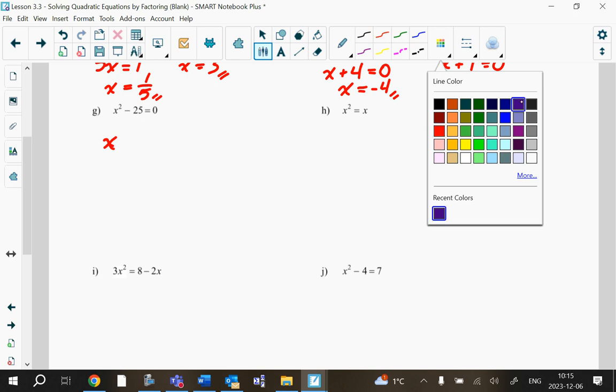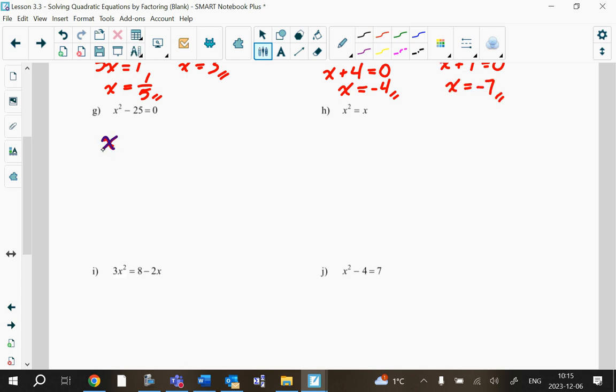If it doesn't have an x term, bring the minus 25 over to the other side. Take the positive and negative square root of both sides, and that will leave you with x equals plus and minus root 25, which means x equals plus or minus 5. So be careful, because you're going to see a mix of them now. If there's no x term, do the plus minus square root thing.